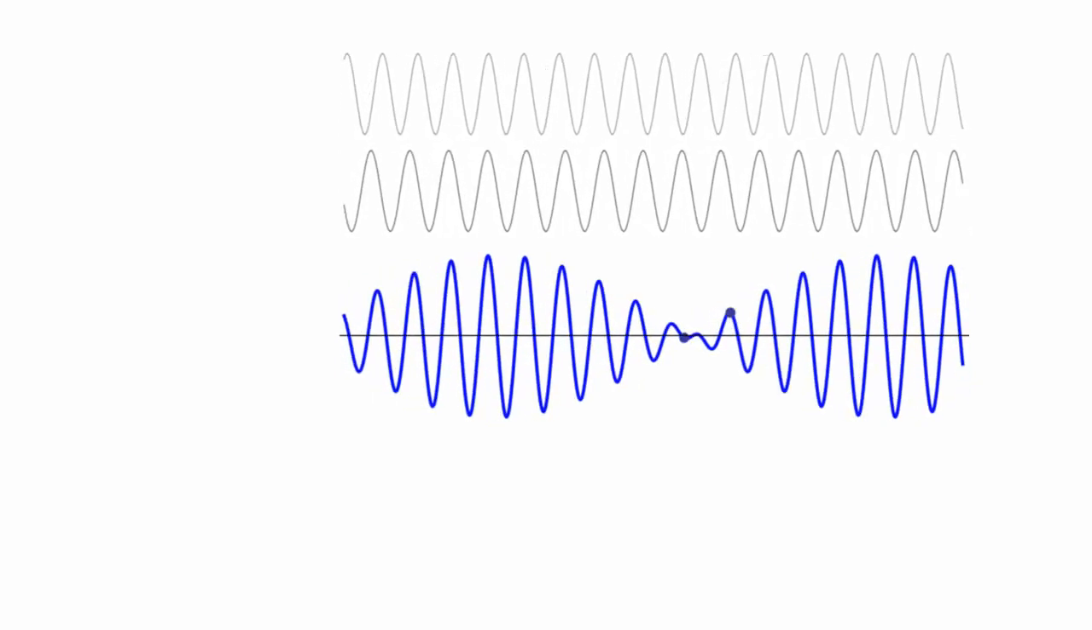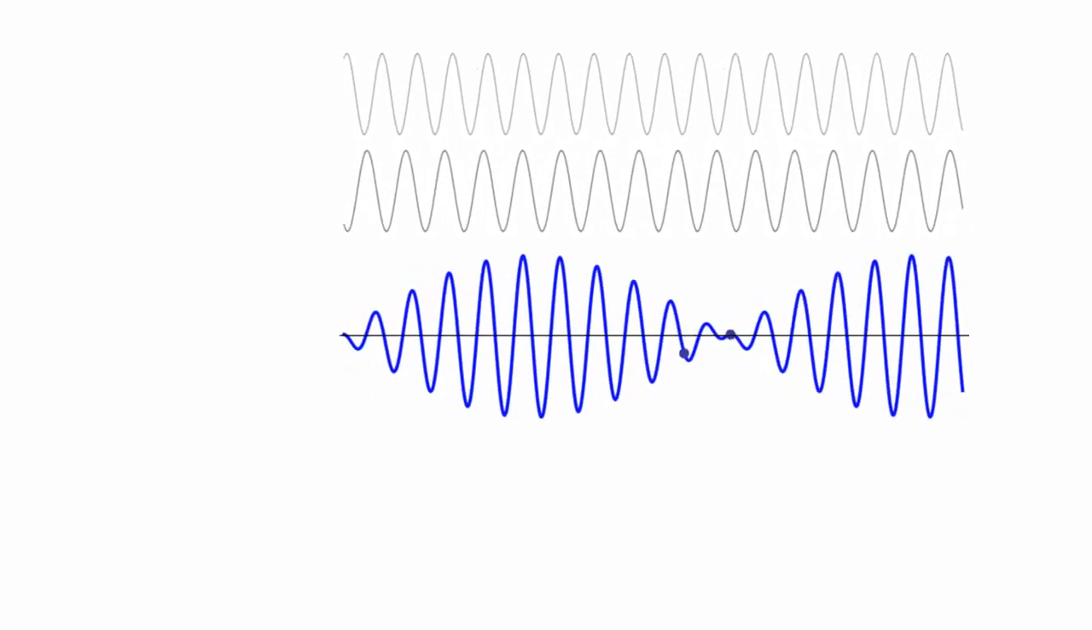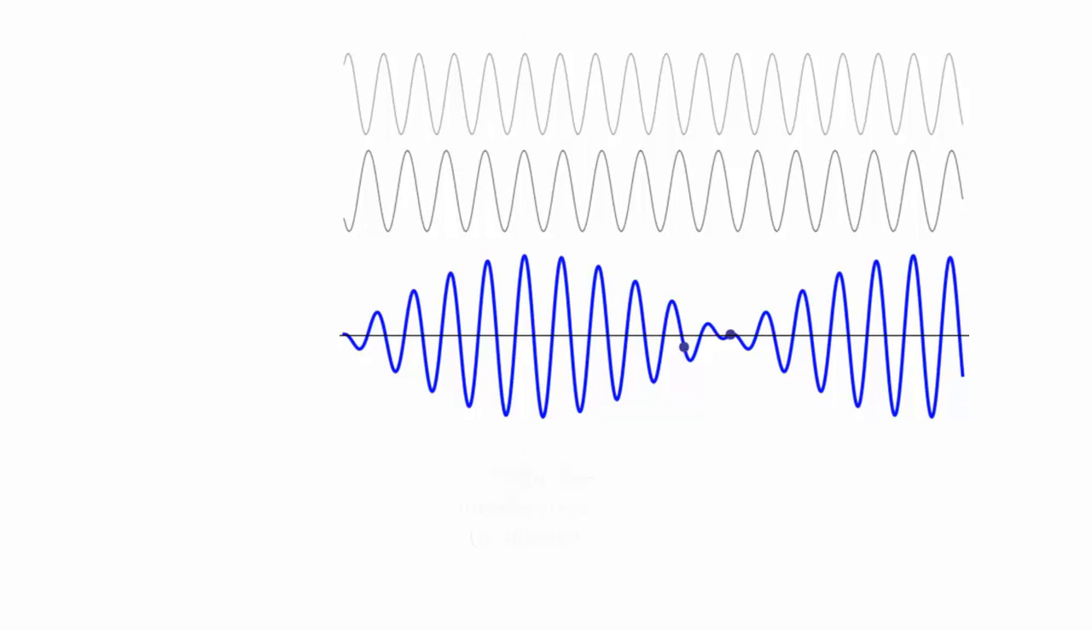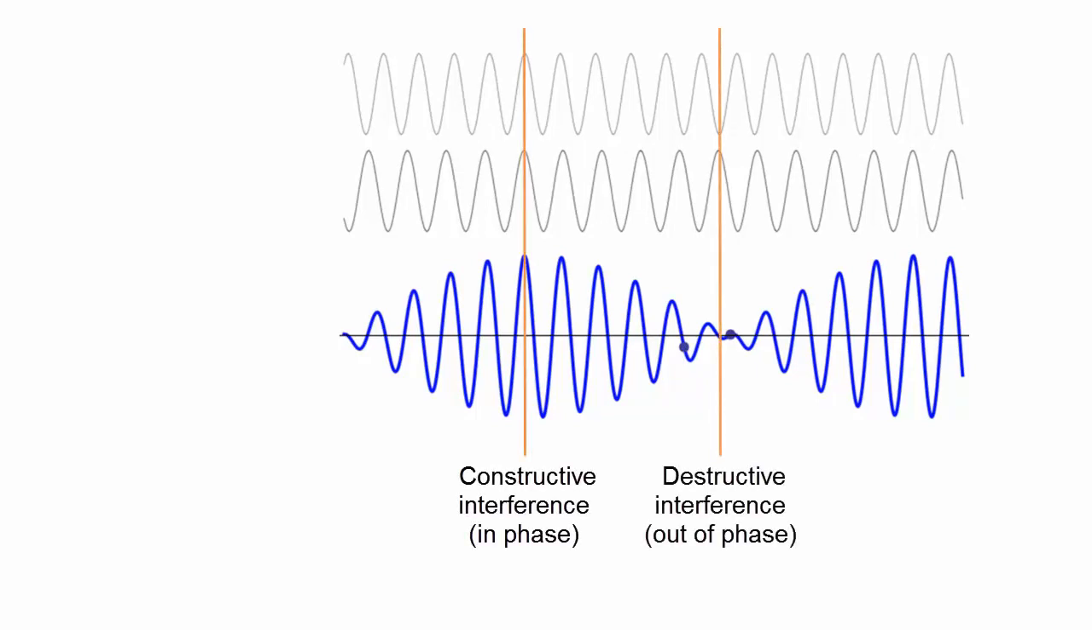The superposition of the two waves produces a complicated interference pattern, where some parts of the waves interfere constructively when they are in phase with each other, and other parts interfere destructively when they are out of phase with each other.